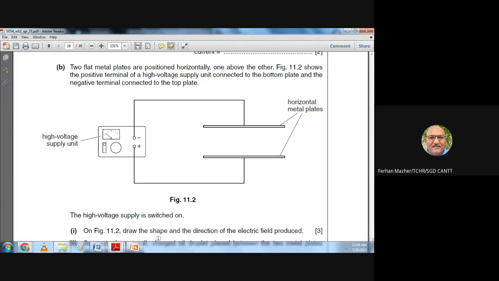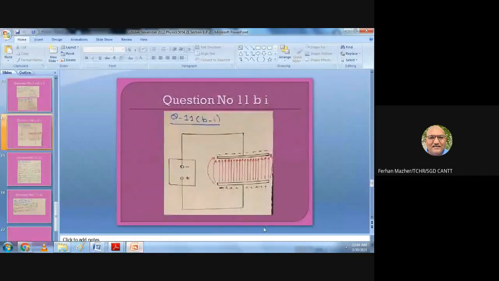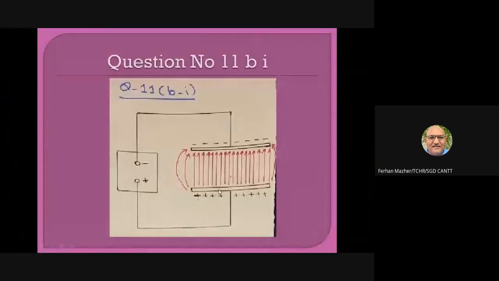So I have done this, I have drawn this. Let me show you my work. Okay, so here you see this lower plate is positive because it's connected with the positive terminal of the battery. The top plate is negative because it is connected with the negative terminal of the battery. And the electric field is always from positive to negative.